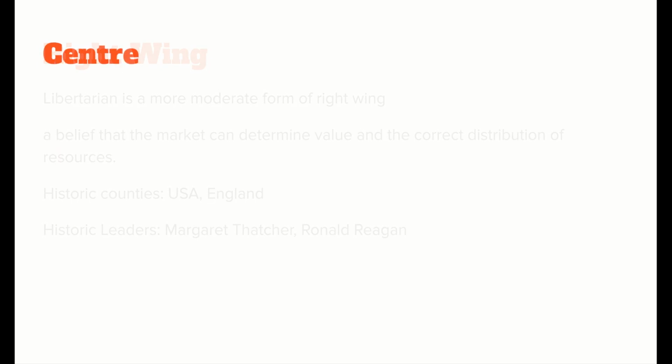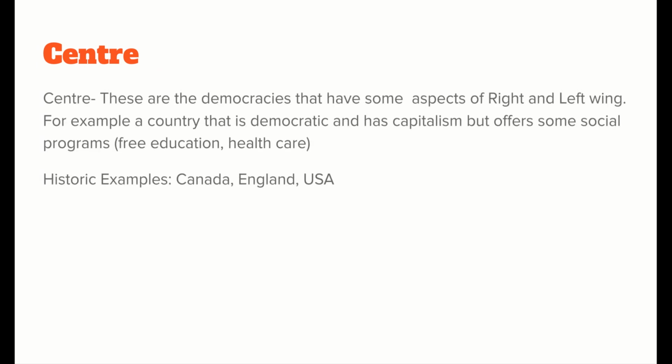The center. These are democracies that have some aspects of right and left wing. For example, a country that is democratic and has capitalism but offers some social programs for education and healthcare. Historic and current examples is Canada. We are somewhere in the center. Now, it depends who's in control of our country. We veer from center right to center left, but we stick pretty much to the center. So we have capitalism. People don't have a right to a job.